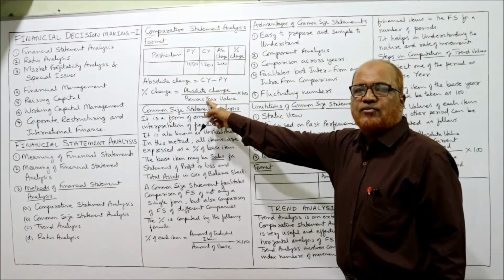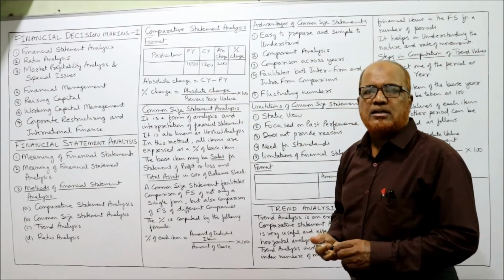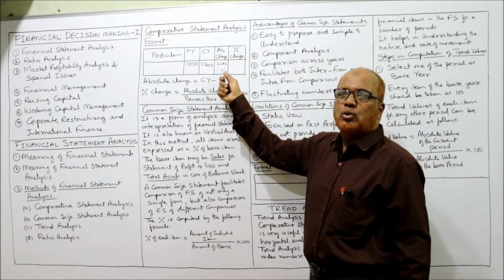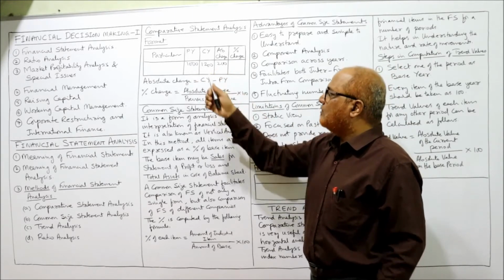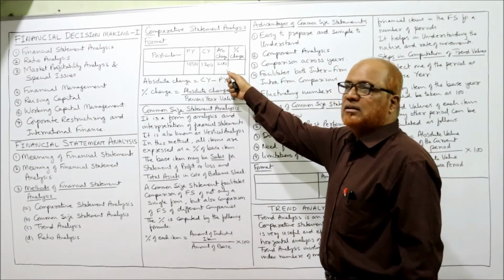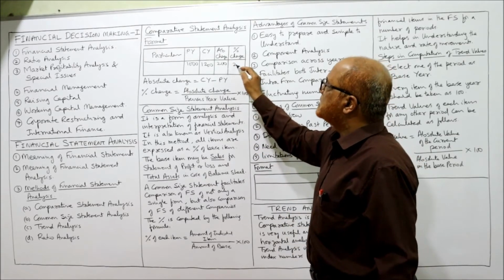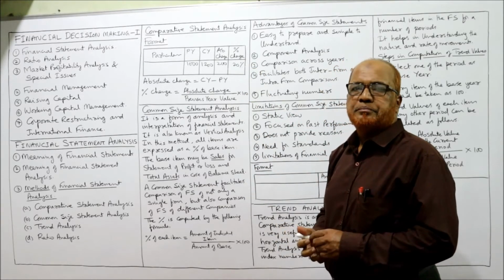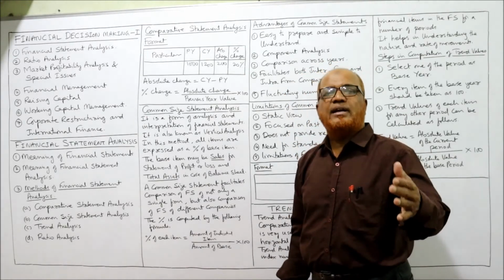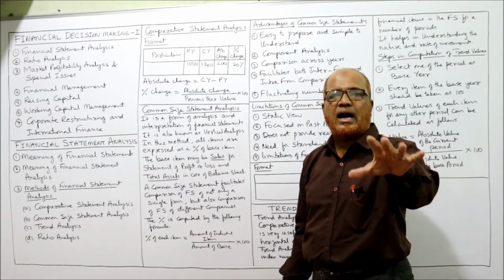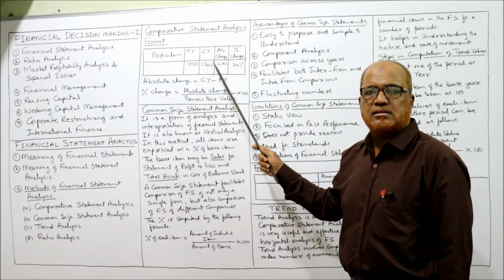Now percentage change, if you want to find out, absolute change divided by previous year value into 100. So absolute change how much? 200. And what is the previous year value? 1000. So 200 divided by 1000 into 100. You will get 20%. That's all. This is the method of calculating the comparative statement. In the next video, we'll do the problem practically. I'll show you how to make the comparative statement analysis. Right?